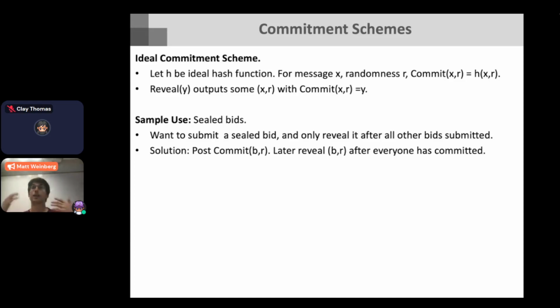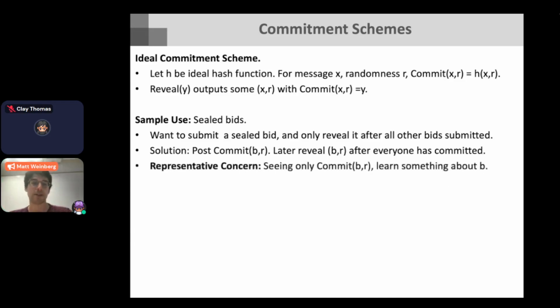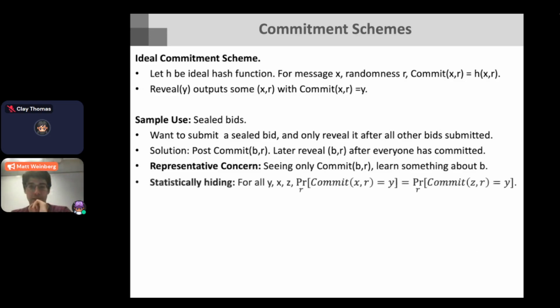And the idea, as you can kind of see, is that if this was really done through a trusted center, then indeed no one would learn anything from the commitments, because the trusted center just collects them and doesn't share anything. And then only after the reveals are made does the trusted center start sharing things. Okay, and so the representative concern is that someone, when they see my actual commitment, might learn something about my bid. And what you get from this ideal commitment scheme is a property that's called statistical hiding.